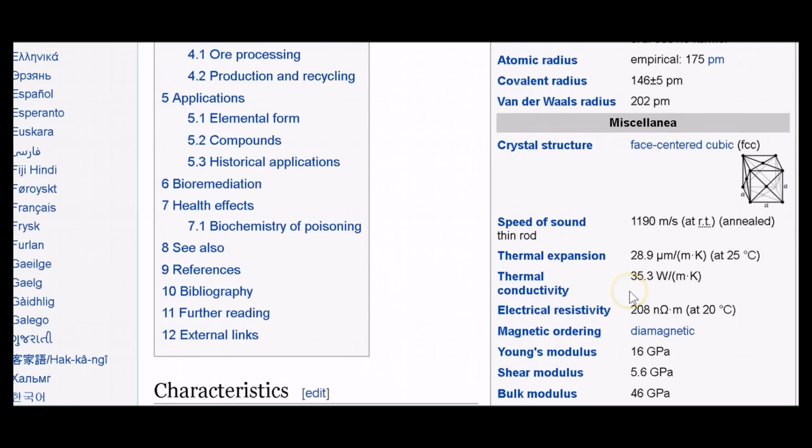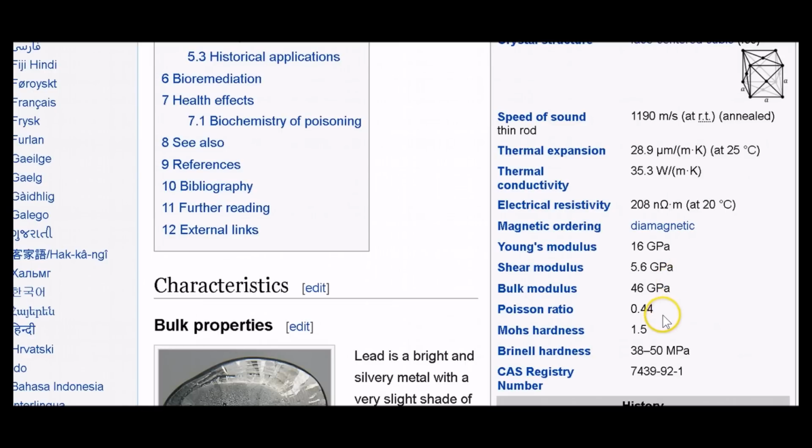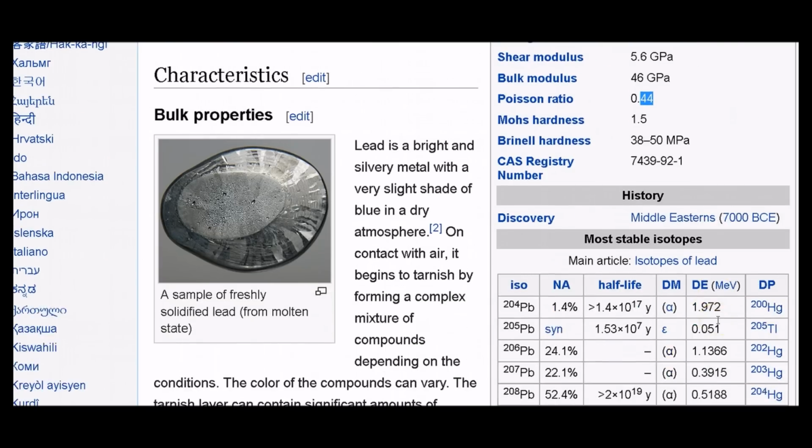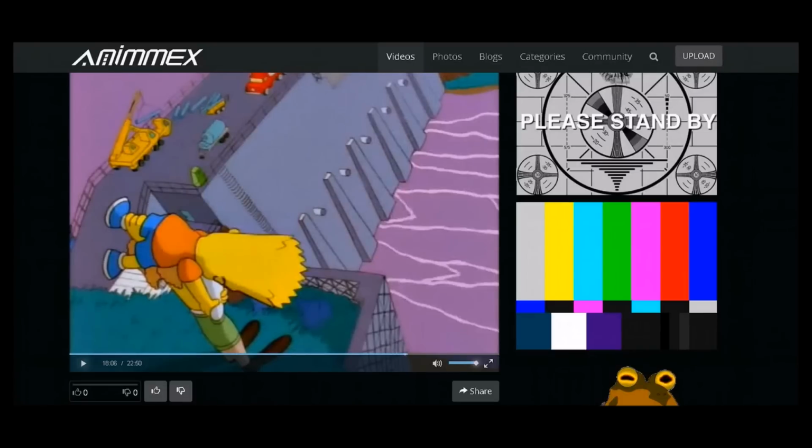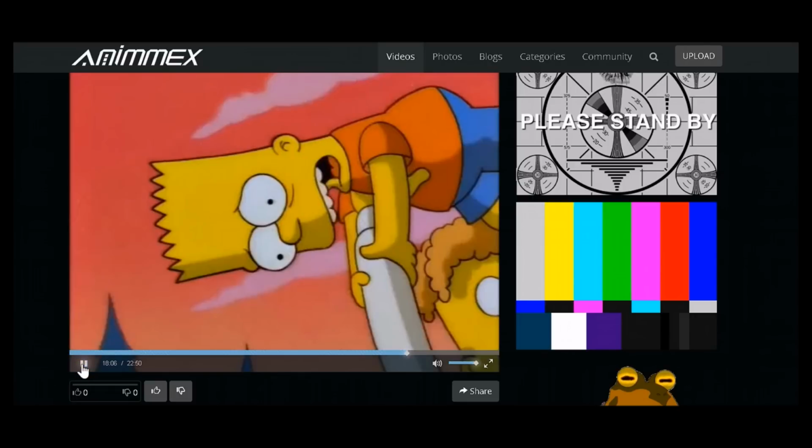All right, so here we are back at lead, and it also has a face-centered cubic crystal structure, and it has some other interesting numbers in here. All right, well, now we can see Bart and Lisa as the lead twins, the blind lead twins with golden potential. And here he's going to throw him.